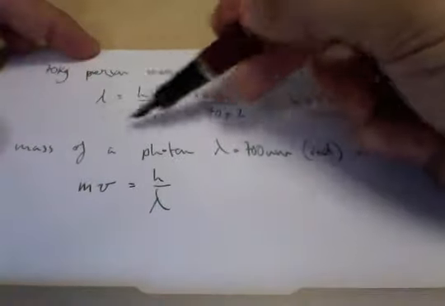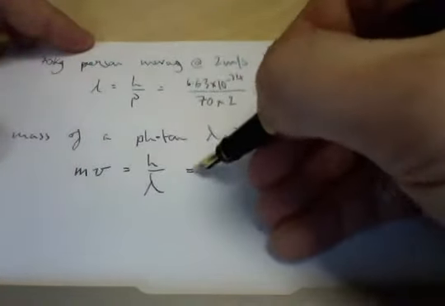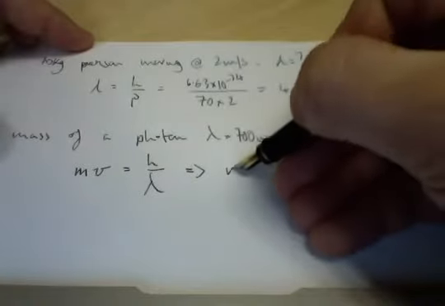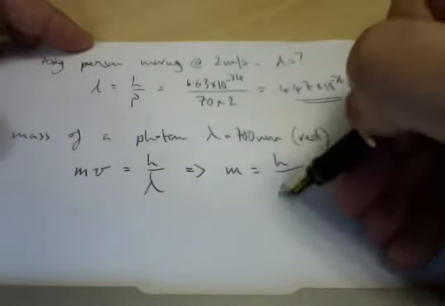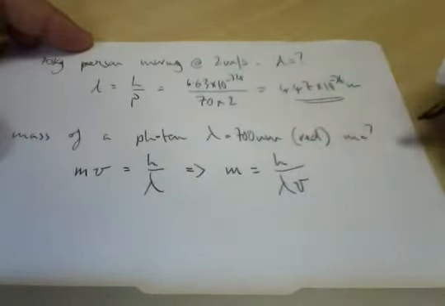Otherwise, here we go. Well, the mass times the velocity is going to be h over lambda. I've just rearranged this equation up here. And so therefore we can say the mass is going to be h over lambda times the velocity.